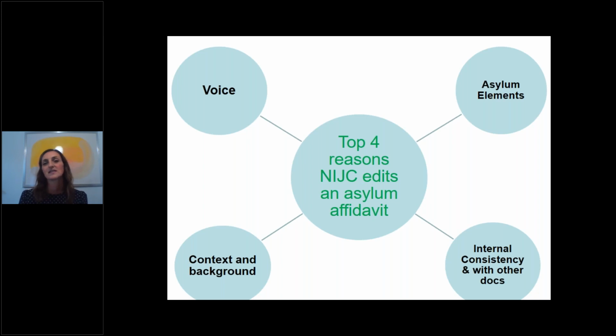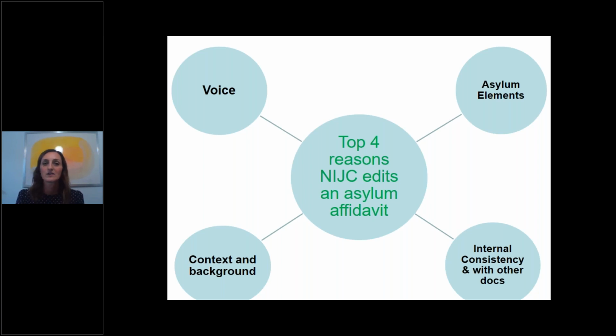Another one is the asylum elements. As you're drafting this affidavit, we want you to be thinking that this isn't just my client's story. I am really trying to establish their eligibility for asylum through this affidavit. So have I hit on who the persecutor is? Have I talked about what type of persecution my client suffered? Have I talked about the nexus? Why was my client targeted? Was it on account of their political opinion? Was it because they are a Salvadoran woman in a relationship she is unable to leave?